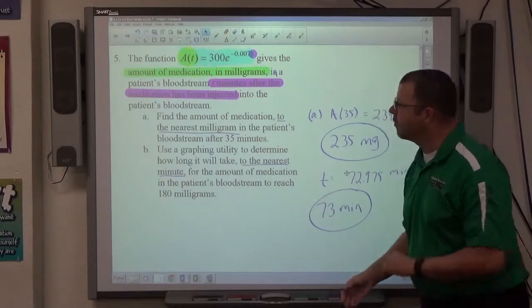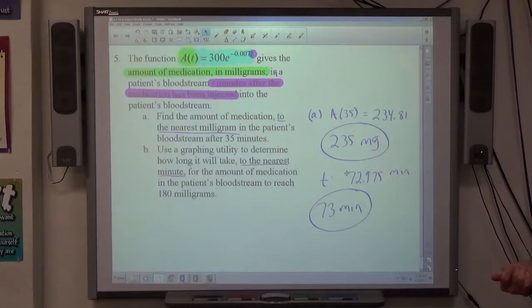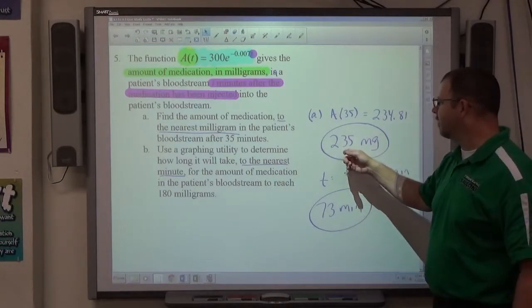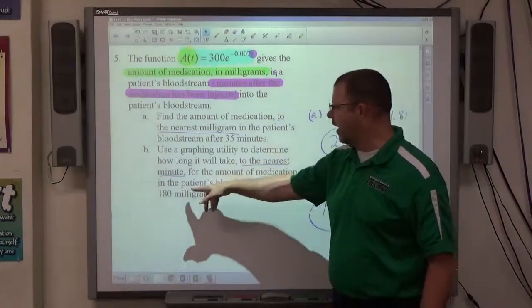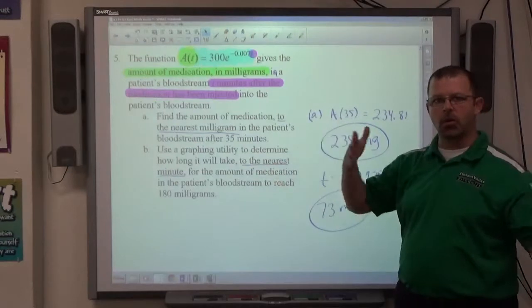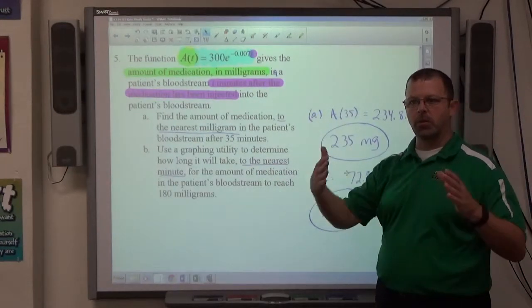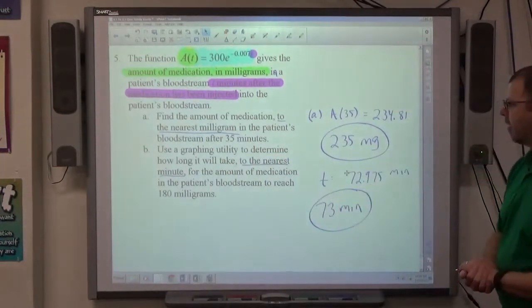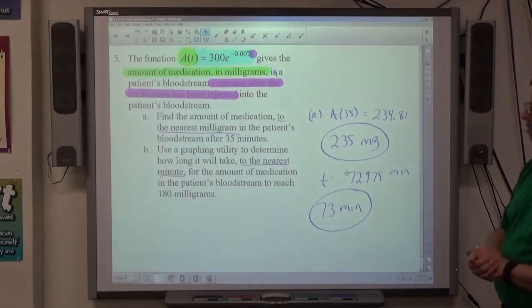So make sure that you're rounding correctly in that problem. And again, it's going to be set up similarly to that. If this had said like 140 milligrams and we're trying to get 180, then I know the answer is between 0 and 35 at that point, so my window would go from 0 to 35 on the x-axis instead of 35 on up.